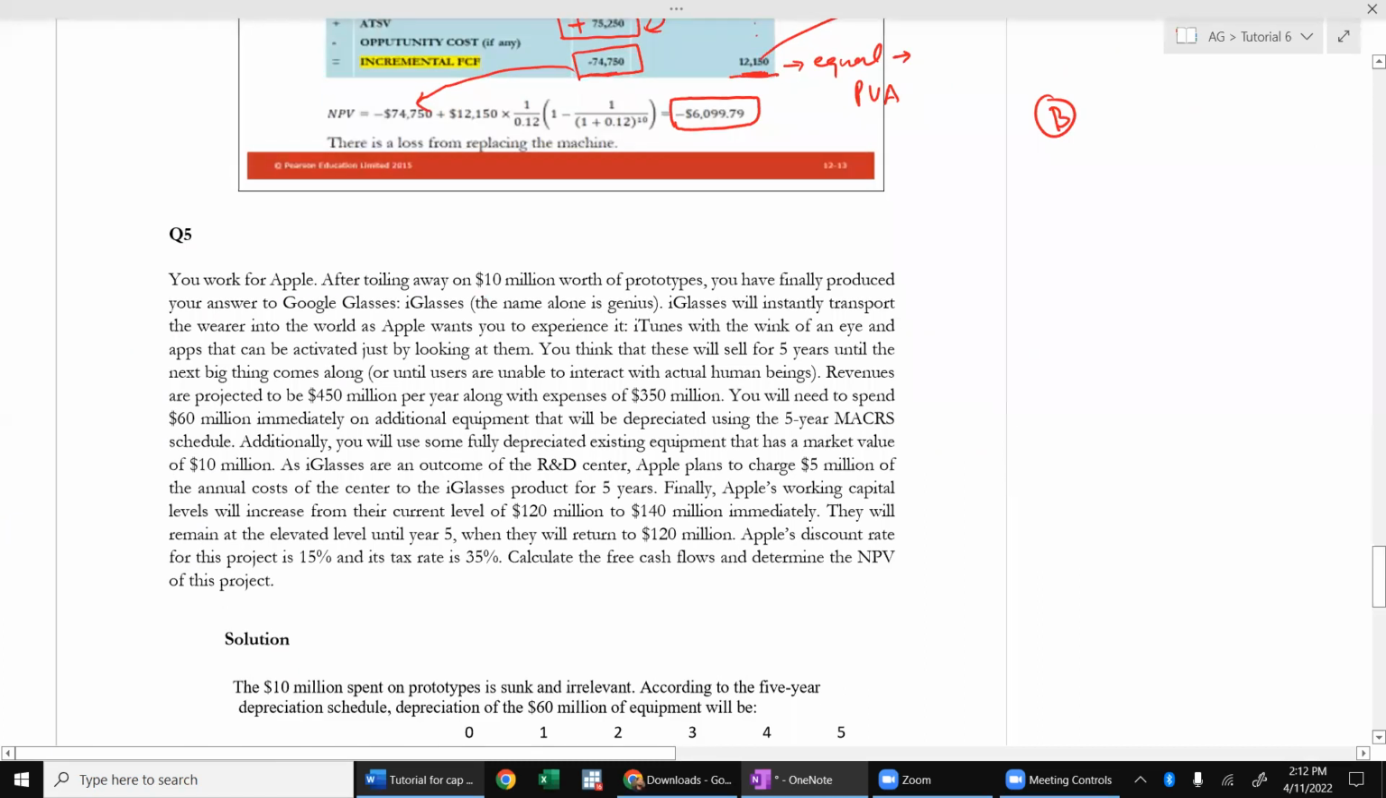You work for Apple. After toiling away on 10 million worth of prototypes, you have finally produced your answer to Google Glass eyeglass. The eyeglass will instantly transport the wearer into the world as Apple wants you to experience it, iTunes with the wink of an eye. You think that these will sell for 5 years until the next big thing comes along. Revenues are projected to be 4 million per year along with the expense of 350 million.